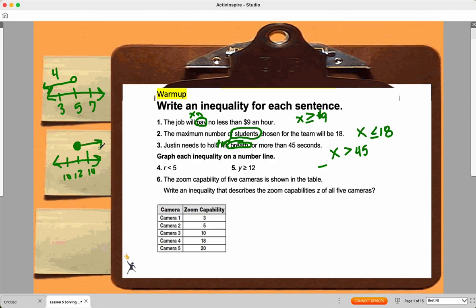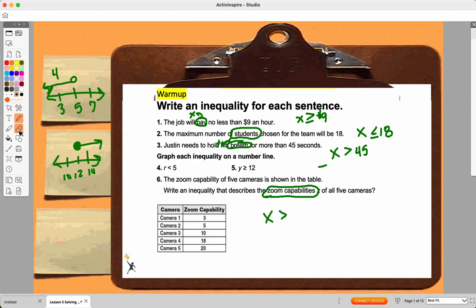All right, and then the capability of our 5 cameras shown in this table. Write an inequality to describe the zoom capabilities of all 5 cameras. So we're going to say let x equal our zoom capabilities right here. And we're just going to shortcut this. So x can be greater than, or sorry, not greater than, that's completely wrong. Less than or equal to 20.